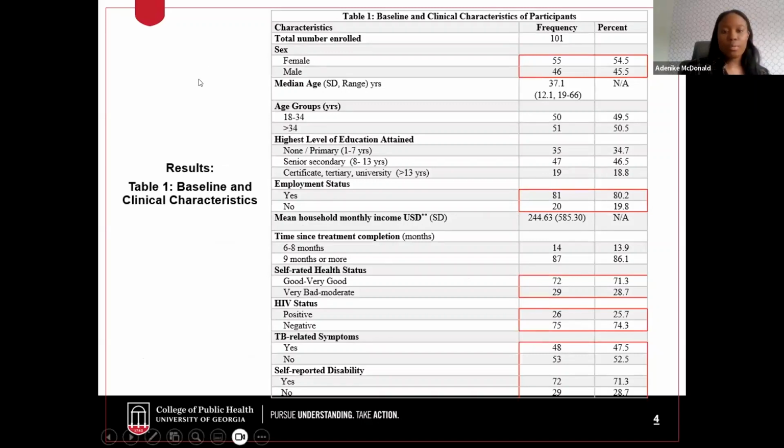So just going over our baseline and clinical characteristics, for the 6 exposure variables that we used, we saw that the majority of our participants were female, they were employed, and they reported a good to very good health status on the day of the interview. We saw that approximately 26% of our participants were HIV positive. We had approximately 48% reporting 1 or more TB-related symptoms, and approximately 71% reporting disability in 1 or more of the 6 domains.